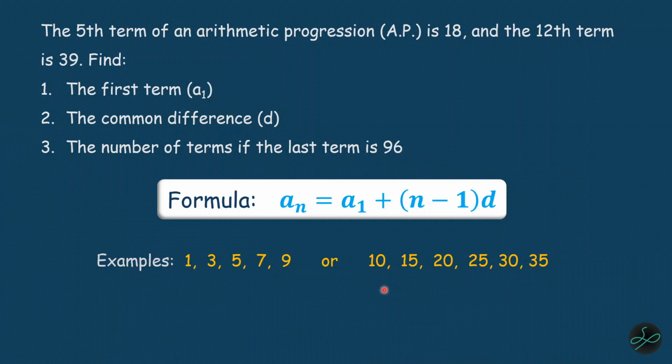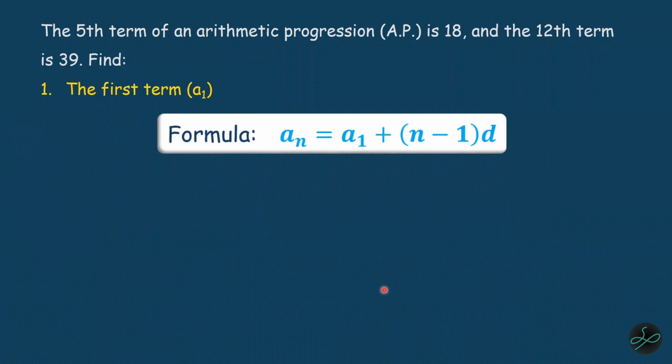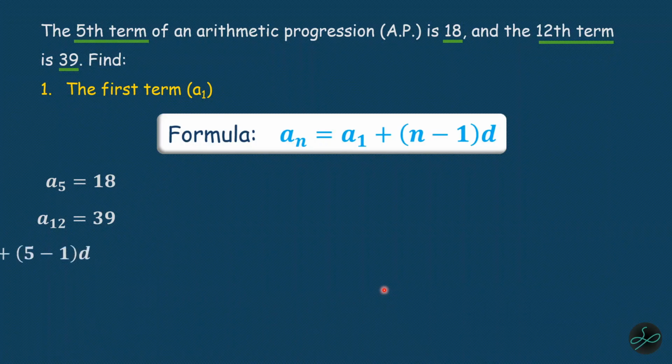Number 1, find the first term, a sub 1. Let's have a look at what information we have. It was mentioned that the 5th term is 18. That gives us the a sub 5. The 12th term is 39. That gives us the a sub 12. We'll use the information here in the formula. First is the a sub 5. So a sub n gets a value of 18 equals a sub 1, which is unknown as of this moment, plus the quantity of n having a value of 5 minus 1 times the common difference d.